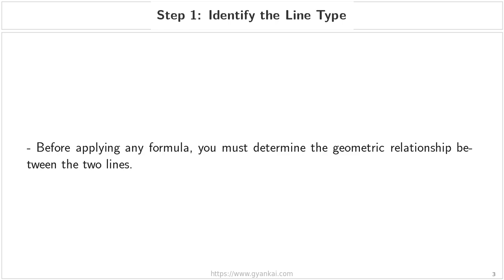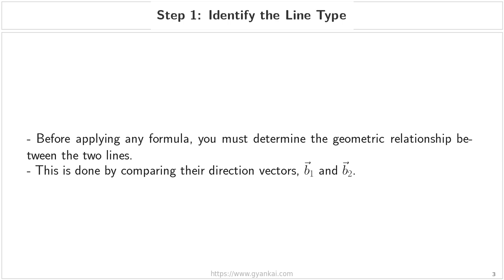Identify the line type. Now that we've established that we need a structured approach to solve these distance problems, let's dive into our very first step. Before you even touch a formula, you must first determine the geometric relationship between the two lines you are working with. Think of this as the diagnostic phase. To do this, you'll look closely at the direction vectors, which we call B1 and B2.